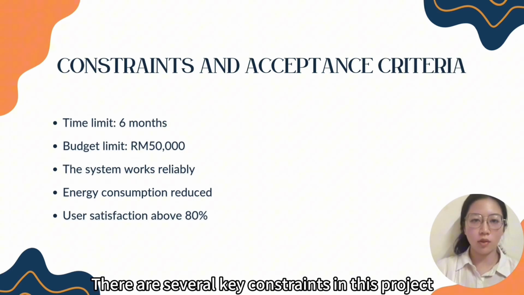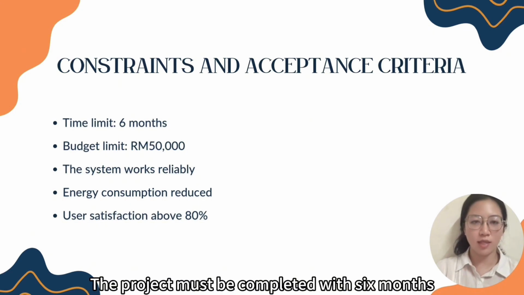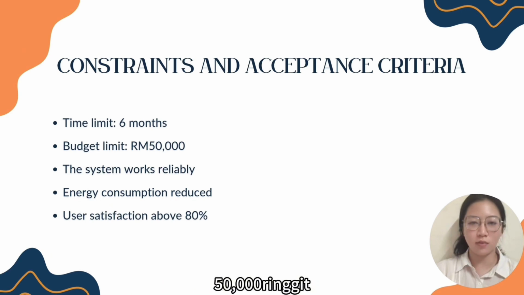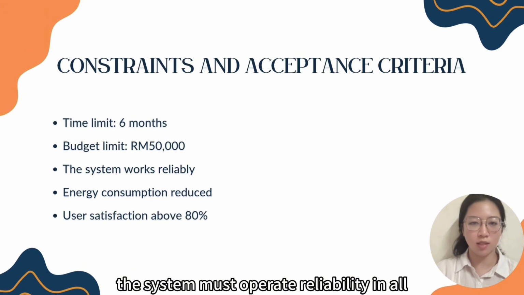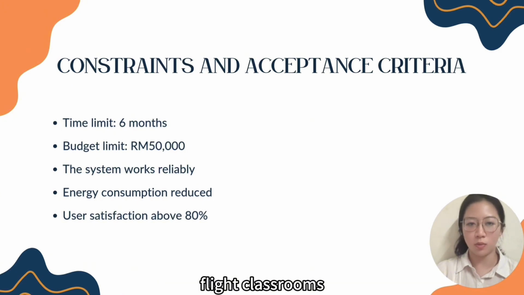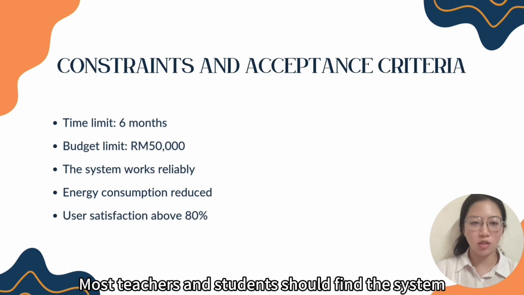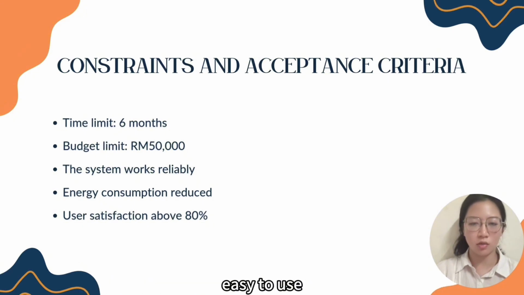There are several key constraints in this project. The project must be completed within 6 months. The total cost cannot exceed 50,000 ringgit. For acceptance, the system must operate reliably in all applied classrooms. Energy consumption should decrease after installation. Most teachers and students should find the system easy to use.